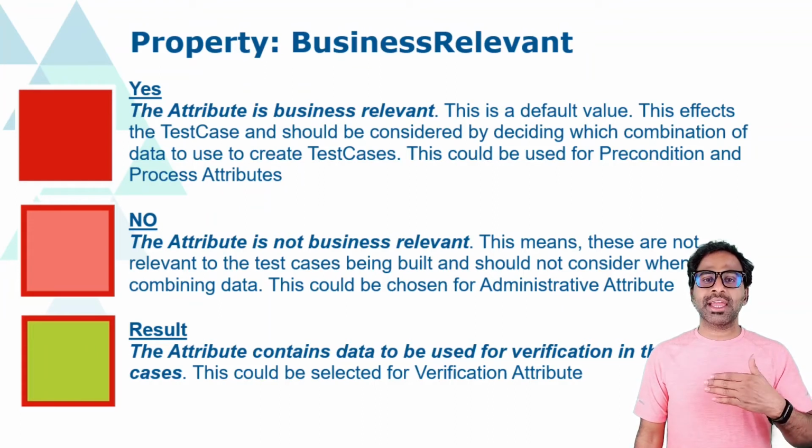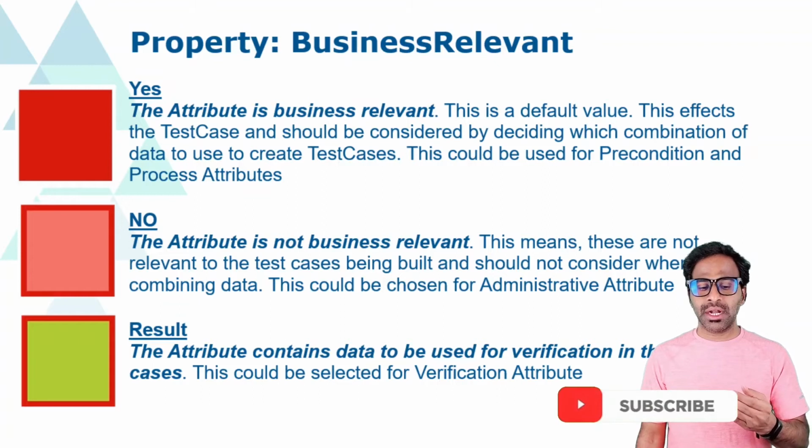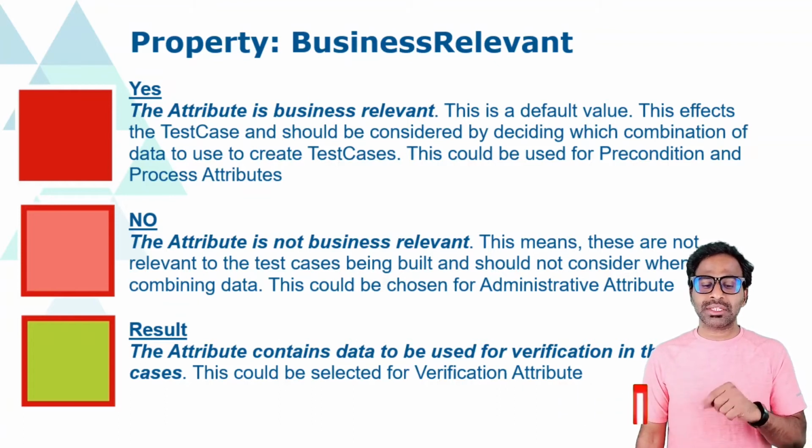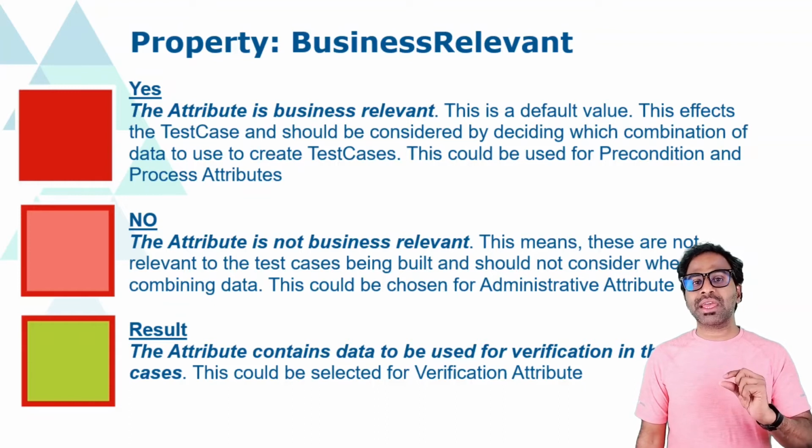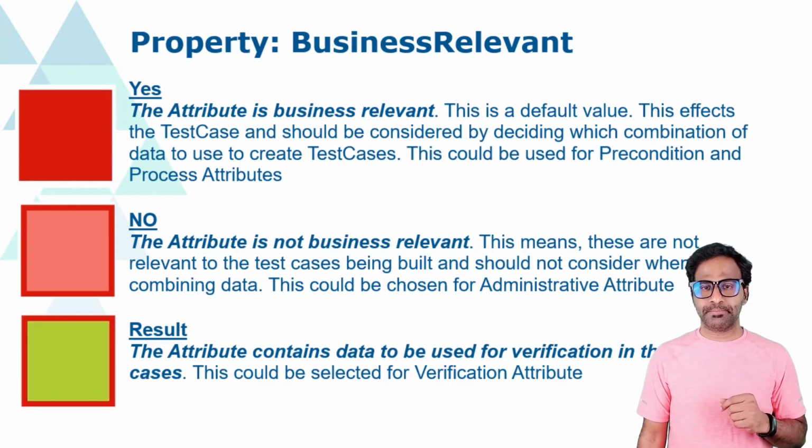So let me again explain the result. Whenever you create an attribute and select the business relevant as result, that means the attribute contains data to be used for verification in the test cases, and this can be selected in verification attribute. As I told you in my previous slide, the last attribute is verification, right? So you can use these kind of attributes under verification attribute.